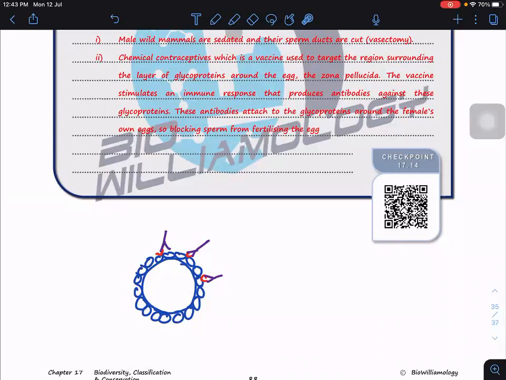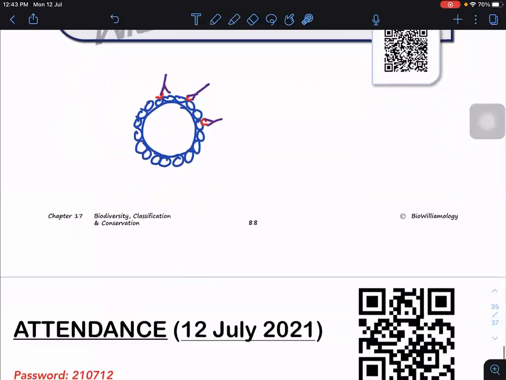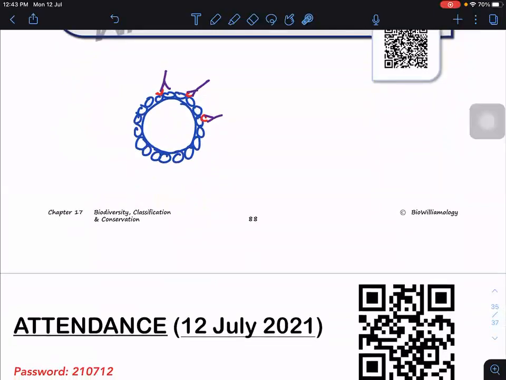So the chemical contraceptive is a vaccine that targets the region surrounding the glycoprotein layer around the egg, called the zona pellucida. The vaccine stimulates the immune system to produce antibodies against this glycoprotein. The antibody attaches to the glycoprotein around the female's eggs, blocking the sperm from fertilizing the egg. Then it won't create the emotional reaction of having killed the animal. So with this, we have completed the topic of biodiversity.